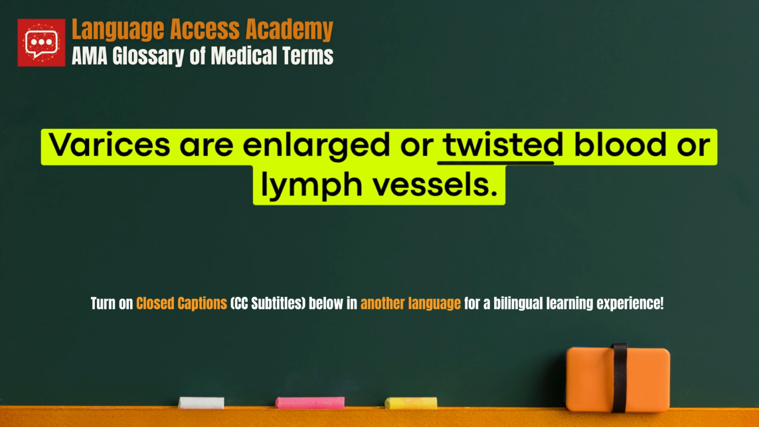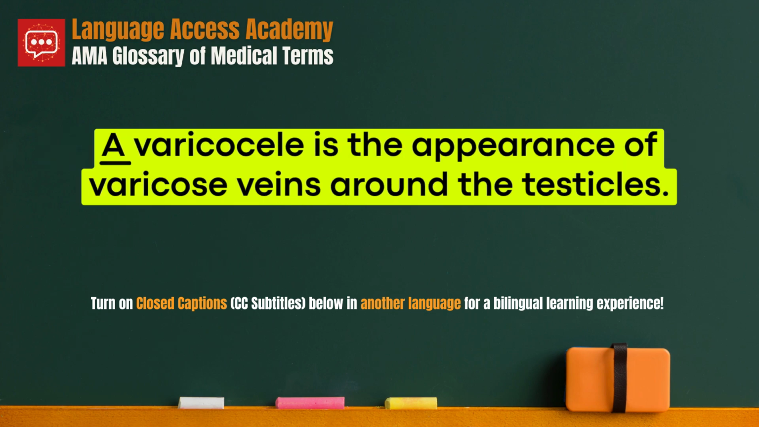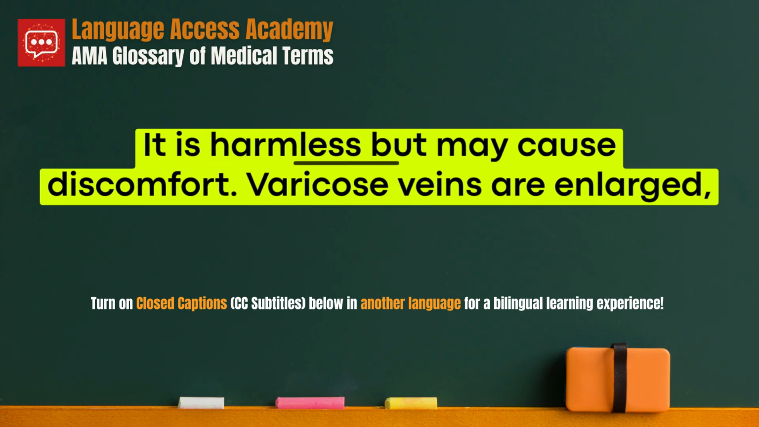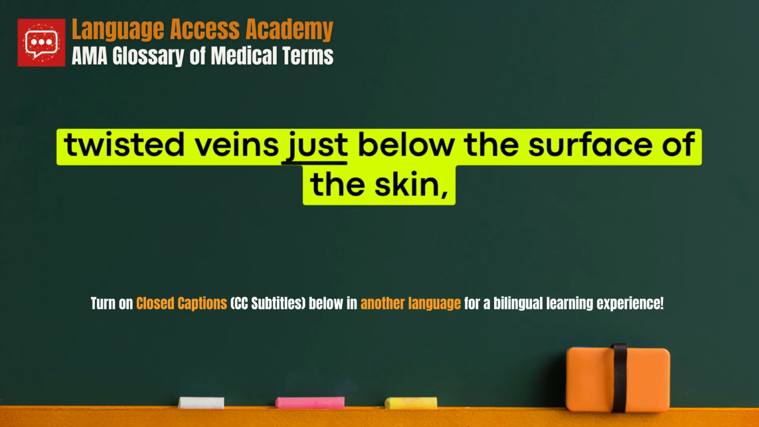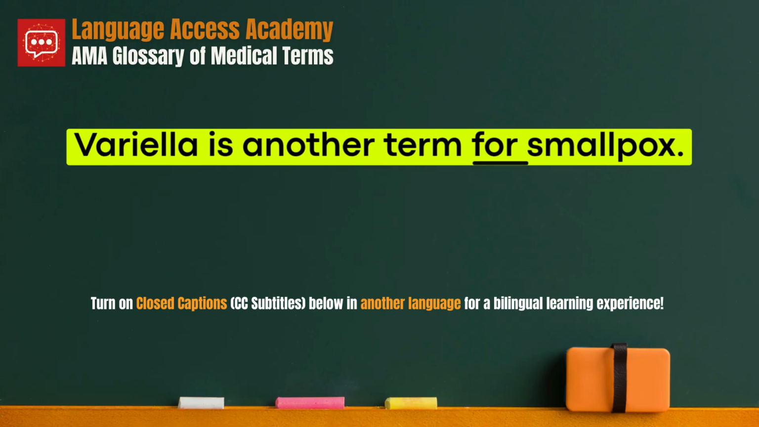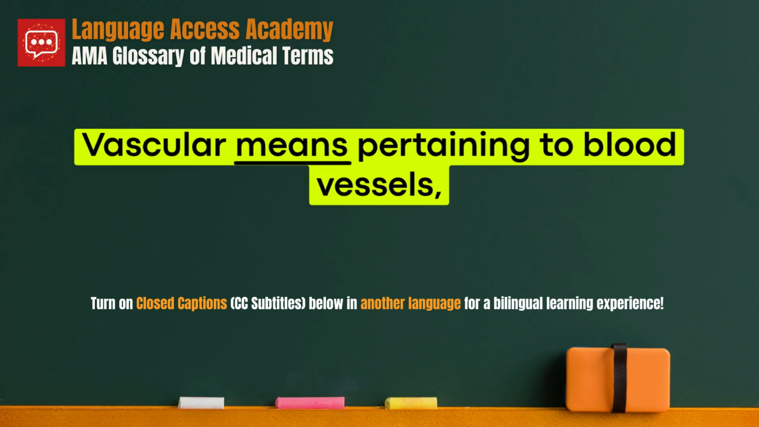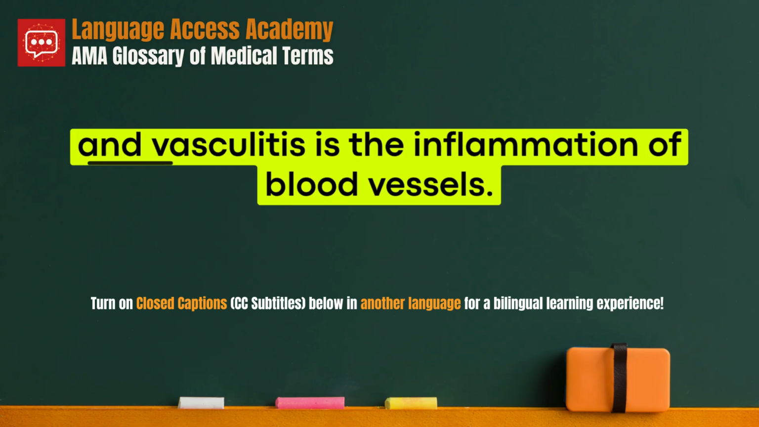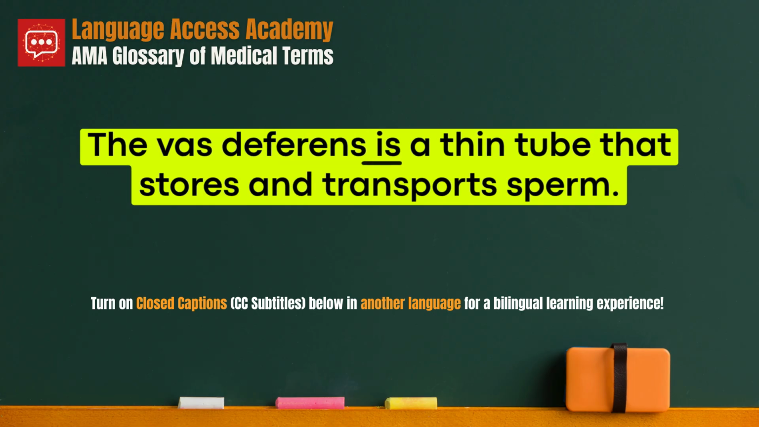Varices are enlarged or twisted blood or lymph vessels. A varicocele is the appearance of varicose veins around the testicles. It is harmless but may cause discomfort. Varicose veins are enlarged, twisted veins just below the surface of the skin, caused by defective valves in the veins. Variola is another term for smallpox. Vascular means pertaining to blood vessels, and vasculitis is the inflammation of blood vessels. The vas deferens is a thin tube that stores and transports sperm.